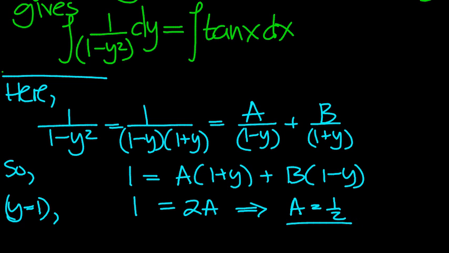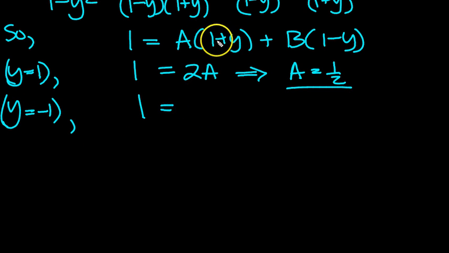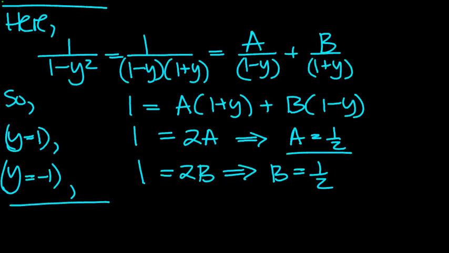There we go. And then we need b. So let's put in the other value. y equals minus 1 then. See what we get there. 1 is equal to, this one here will disappear now. So we'll be left with 1 minus minus 1, which is 1 plus 1, 2b. So b is a half. So we've got a half and a half, so we can go back to our original problem now.